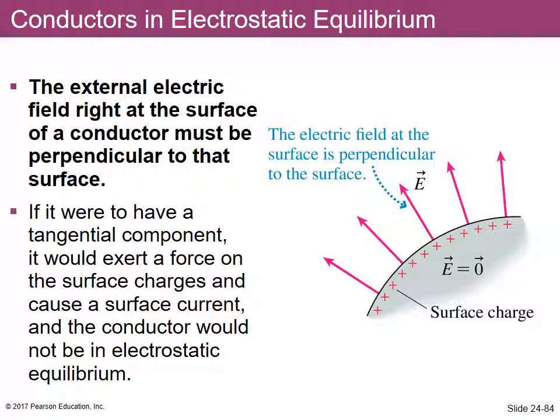The external electric field right at the surface of a conductor must be perpendicular to that surface. If it were to have a tangential component, it would exert a force on the surface charges and cause a surface current, and the conductor would not be in electrostatic equilibrium.